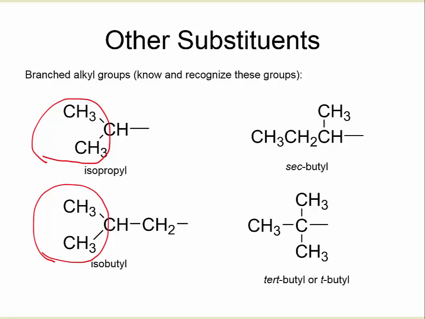I remember that the sec-butyl group is a straight chain alkane, so those carbons are all in a row, and the substituent is attached at a secondary carbon, hence the name sec-butyl. And for the tert-butyl group, it's a butyl because there's 4 carbons in the group. That's how the common nomenclature works. And the 3 methyl groups are attached to a tertiary carbon.